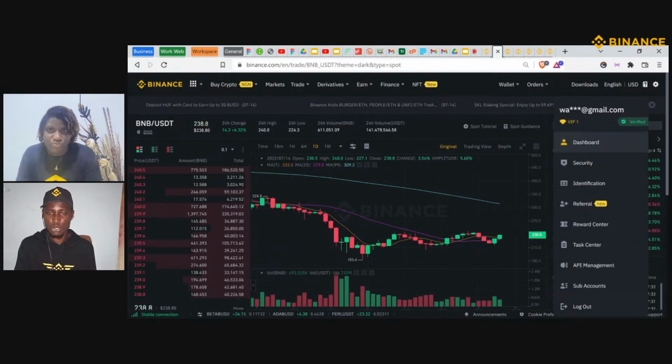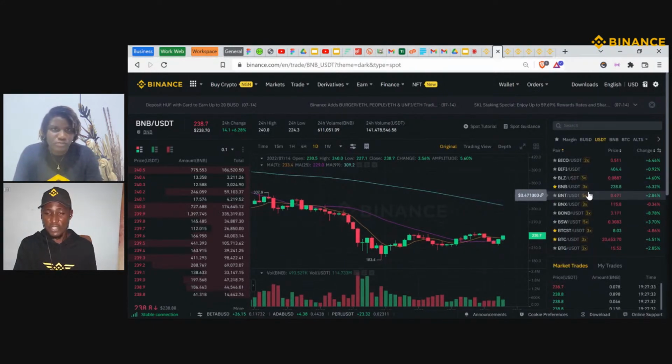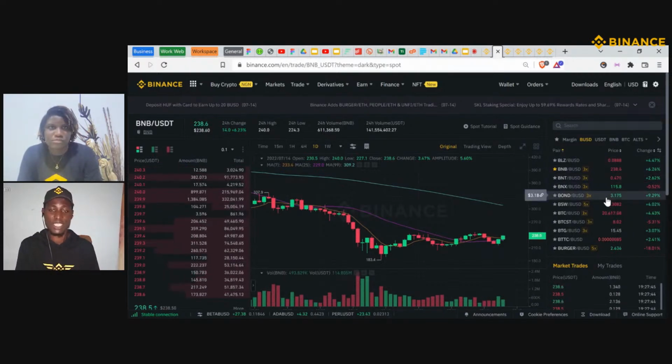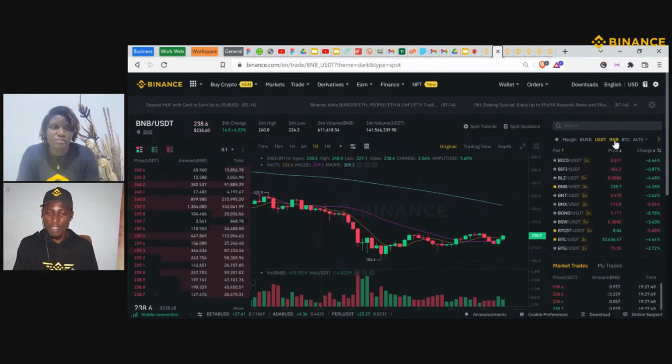The first one I would like to show us is the pairs, the trading pairs that are available. Now you have the BUSD trading pairs. When you tap on the BUSD here, you get cryptocurrencies that are trading against BUSD. So you can select any one. Let's say you have BUSD in your wallet, you can trade against BUSD. You have the USDT trading pairs, you have the BNB trading pairs, BTC trading pairs, so on and so forth.